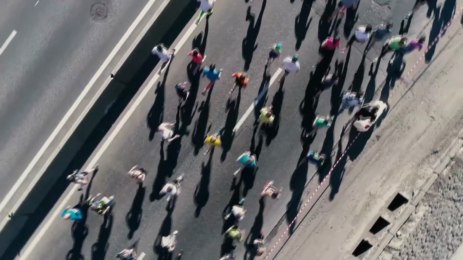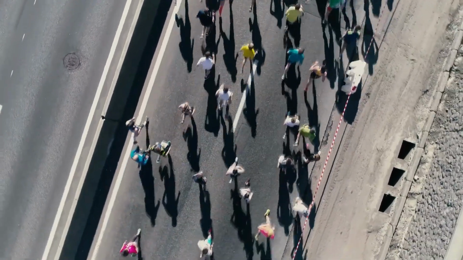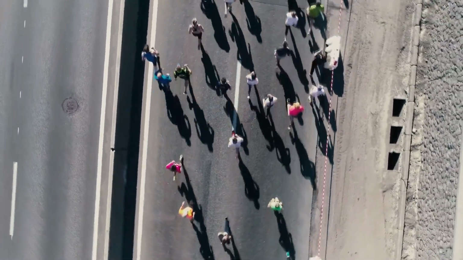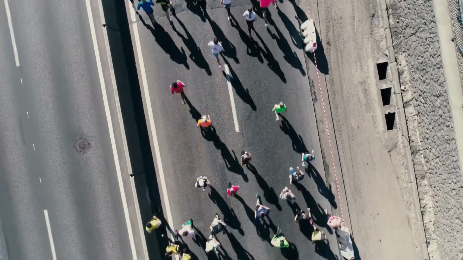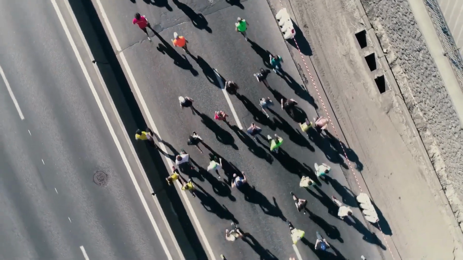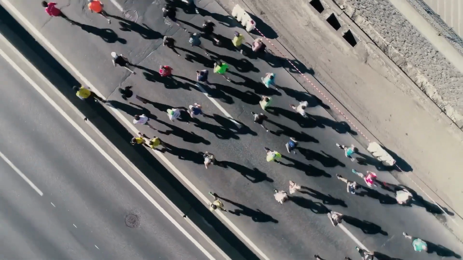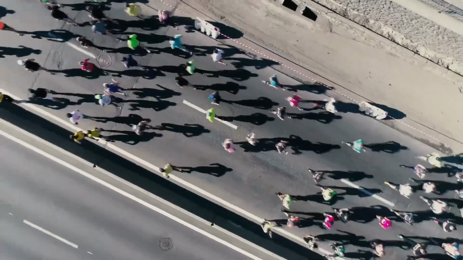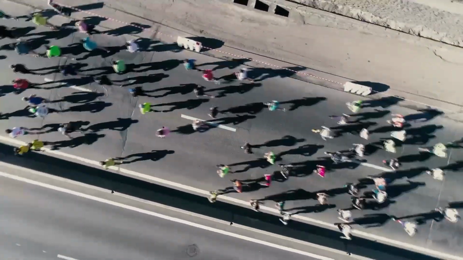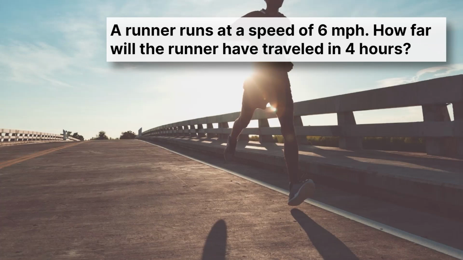As I've said, we'll start the unit by considering motion in just one direction or dimension, like running a race. Here all we really care about is the distance the runner has crossed and how long it took them. This sort of motion is the easiest to track. We'll be able to answer questions like, a runner runs at a speed of 6 miles per hour. How far will the runner have traveled in 4 hours?